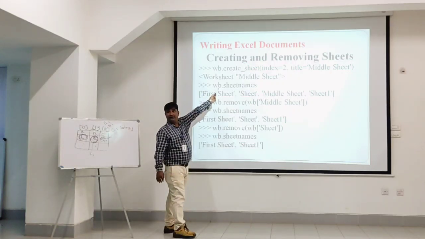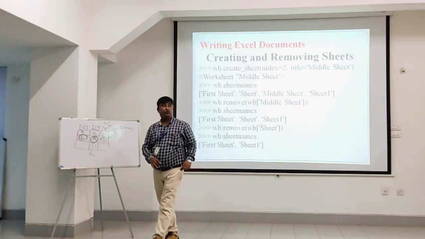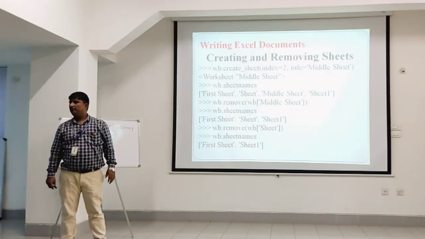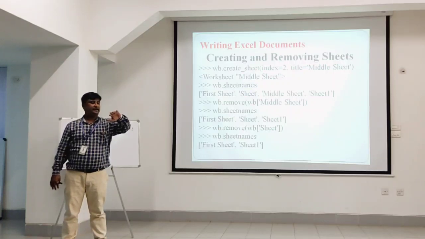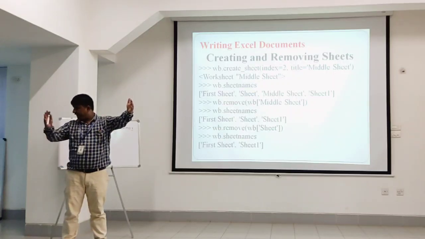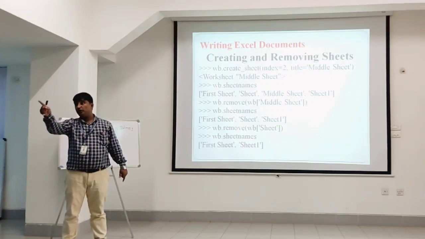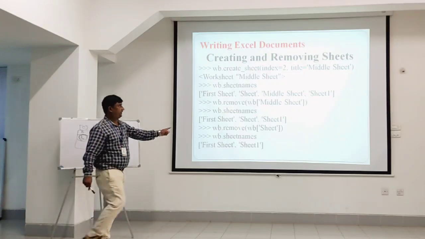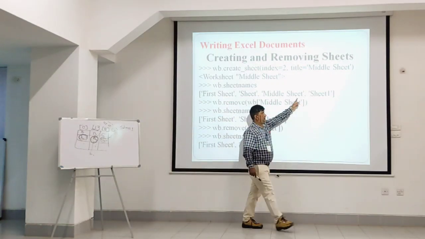One more thing. wb.create_sheet. What am I passing now? index=2, title="Middle Sheet". What does the workbook contain first? "First Sheet", "Sheet", "Sheet1". Okay. Now I have taken index=2 and title="Middle Sheet". What happened? "First Sheet", "Sheet", "Middle Sheet", "Sheet1". Why?